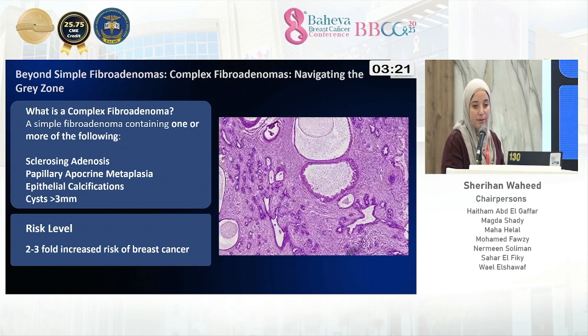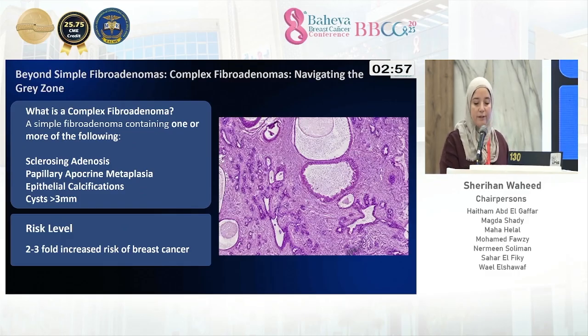Going from beyond the simple fibroadenoma to the more complex fibroadenoma. When do we suspect a complex fibroadenoma? It's when a simple fibroadenoma contains one or more of the following: either sclerosing adenosis, papillary apocrine metaplasia, epithelial calcifications, or cysts that are more than 3 millimeters. And they represent a risk factor of 2 to 3-fold increased risk of breast cancer.